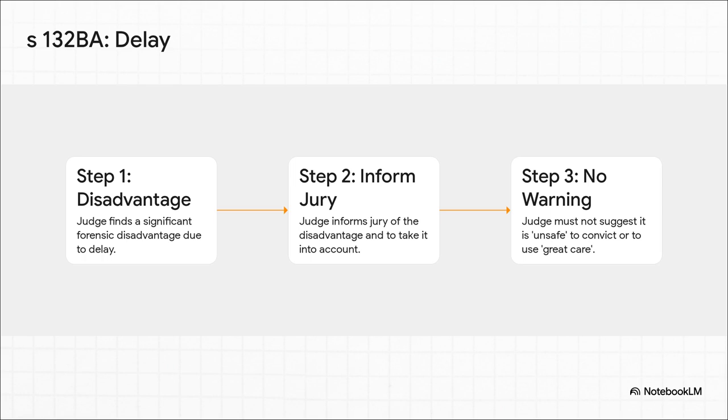But Step 3 is the crucial part to remember. The judge is explicitly forbidden from using certain words. They can't say it's unsafe to convict, or tell the jury to scrutinize the evidence with great care. The wording of the direction is very, very specific.